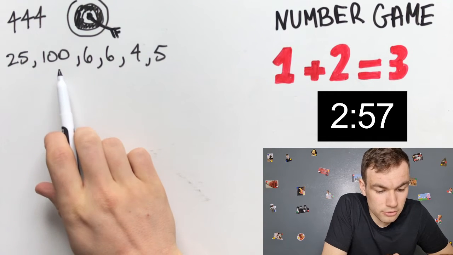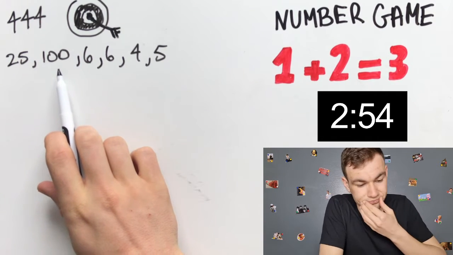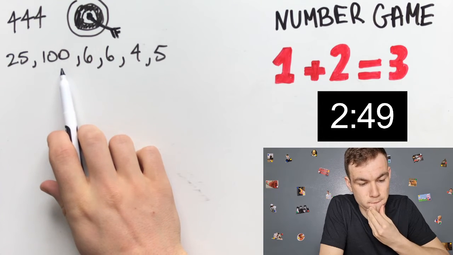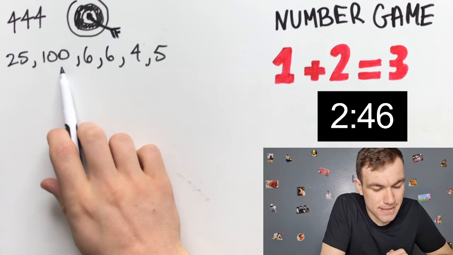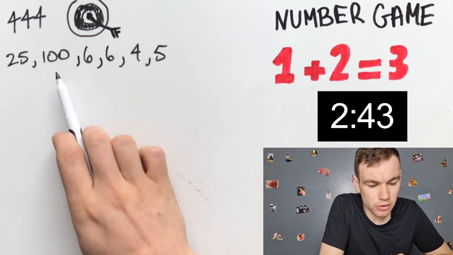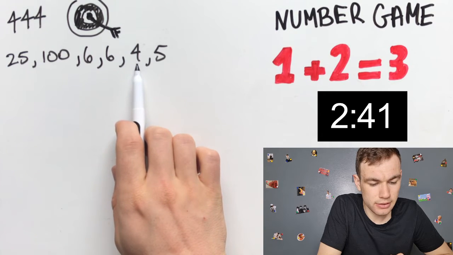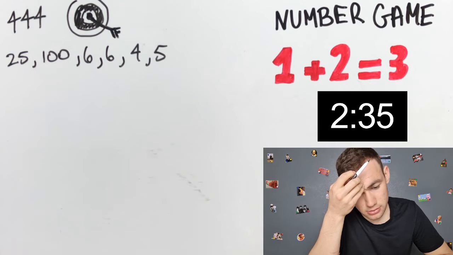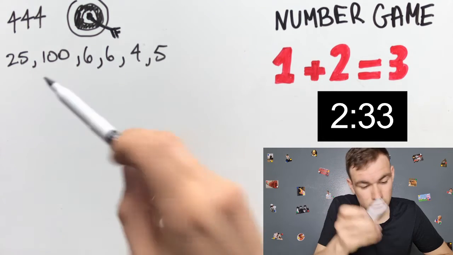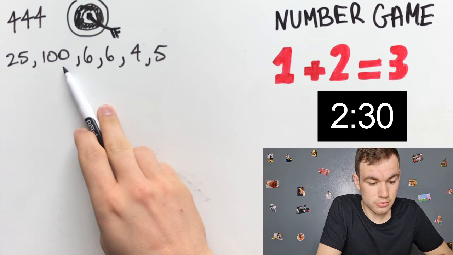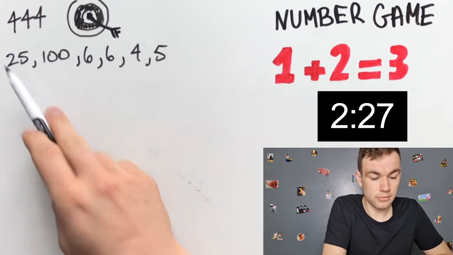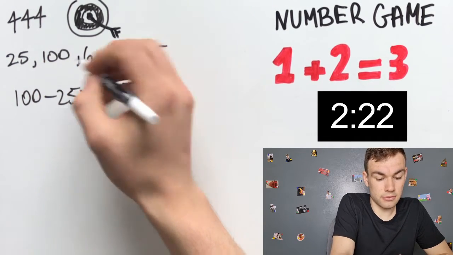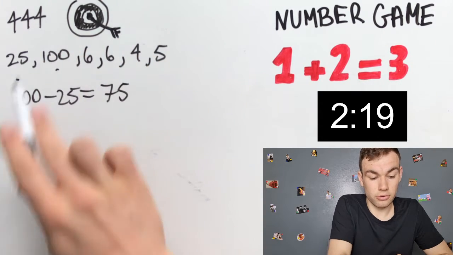Okay, 100. 100 multiplied by 4 is 400, but that doesn't work. 100 take away 25 is equal to 75, so we lose these two. We lose them.